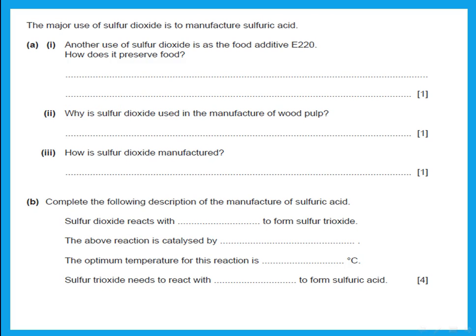Okay, the major use of sulfur dioxide is to manufacture sulfuric acid. Another use of sulfur dioxide is as a food additive. How does it preserve food? We said it preserves food because it kills bacteria. Why is sulfur dioxide used in the manufacture of wood pulp? We said we use it to bleach the wood pulp. How is sulfur dioxide manufactured? How do we make sulfur dioxide? Burning sulfur in air.